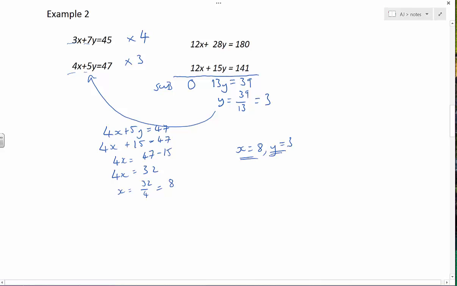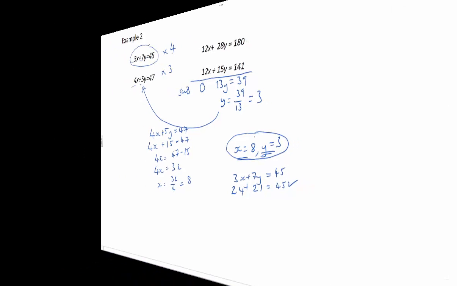We can check that it's right by substituting it back into the first equation. 3x plus 7y needs to equal 45. Well, is that the case? Well, if x is 8, then 3x is 24, and if y is 3, then 7y is 21, and of course 24 plus 21 does indeed equal 45, so this is the correct solution.